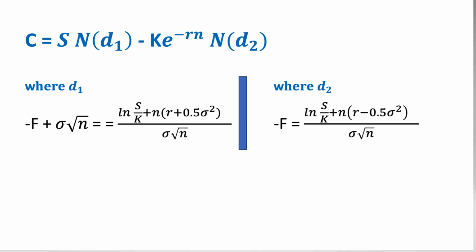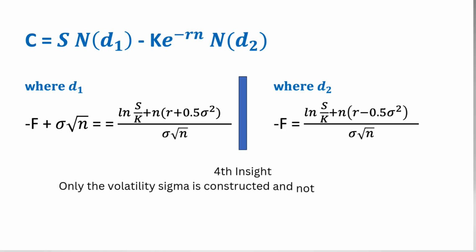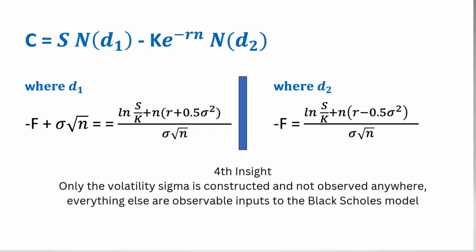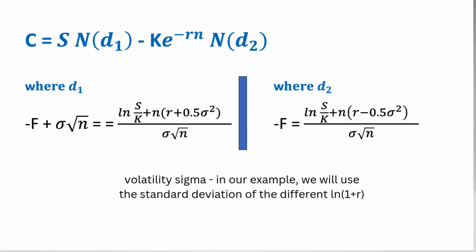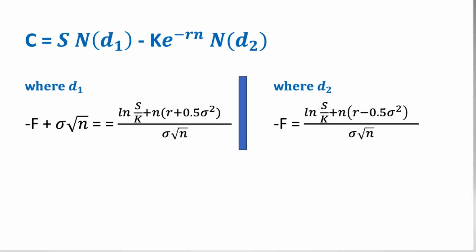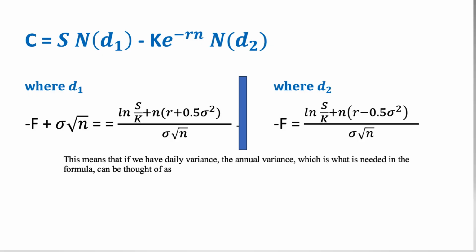And then the fourth insight: only the volatility sigma is constructed and not observed anywhere. Everything else are observable inputs to the Black Scholes model. There's significant leeway in thinking what could be considered sigma. In our example, we will use the standard deviation of the ln 1 plus r's as the sigma. And assuming that the ln 1 plus r's are independently distributed, this means that if we have a daily variance, the annual variance, which is what is needed in the formula, can be thought of as follows.